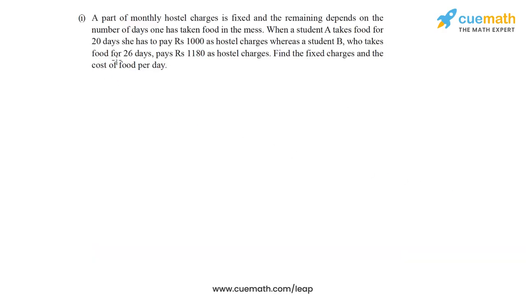In the first part, the question says a part of monthly hostel charges is fixed and the remaining depends on the number of days one has taken food in the mess. When a student A takes food for 20 days, she has to pay ₹1000 as hostel charges, whereas a student B who takes food for 26 days pays ₹1180 as hostel charges. And we have to find the fixed charges and the cost of food per day.